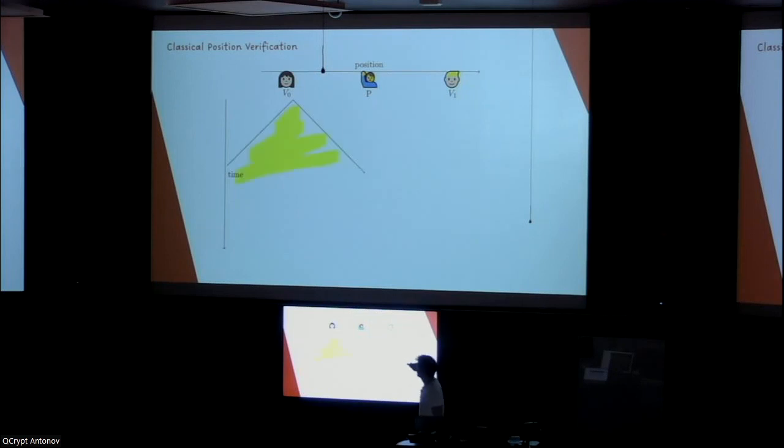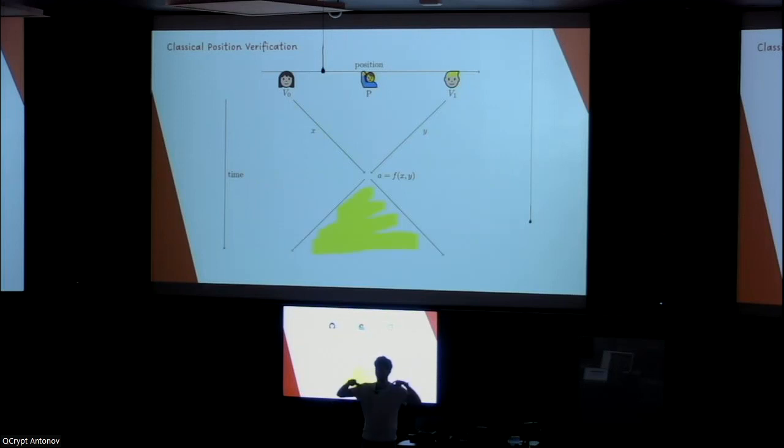Consider the light cone of V0, and also consider the light cone of V1. They're going to send messages, both X and Y, classical messages at the speed of light, so that they intersect for the very first time at position P. Now I get the two challenges, and I have to compute something, let's call it f of X and Y. And then in my light cone, I have to respond on time. If both answers A are correct and arrive on time, check. The verifiers accept my location as a good one.